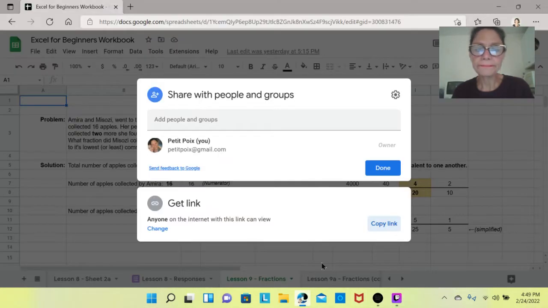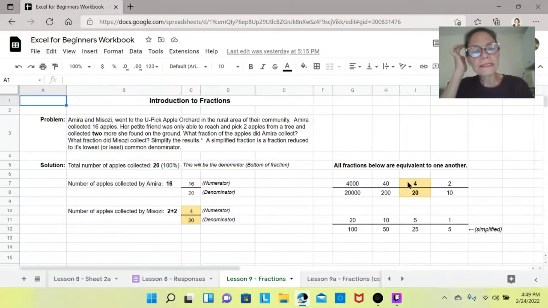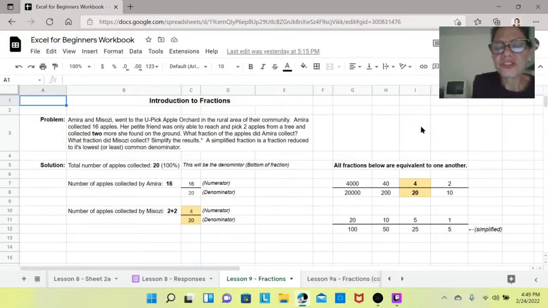Okay, so now we're on lesson 9. So I thought I'd do a word problem, which is kind of fun, and it's an introduction to fractions. You just figure out how to do them.